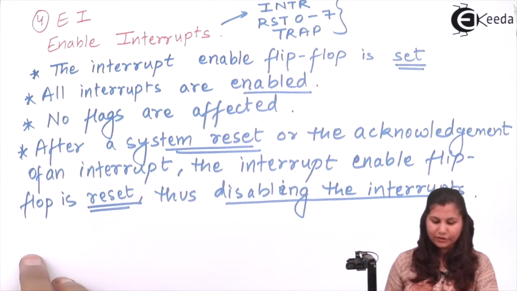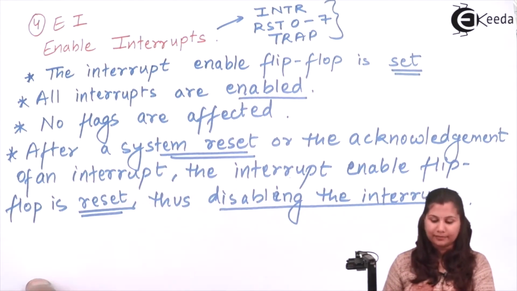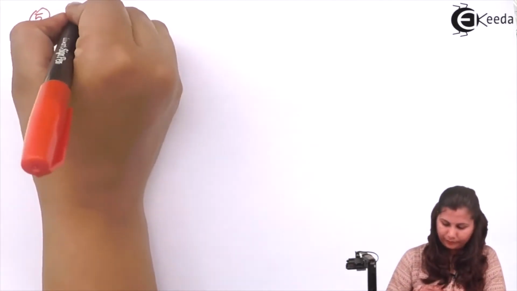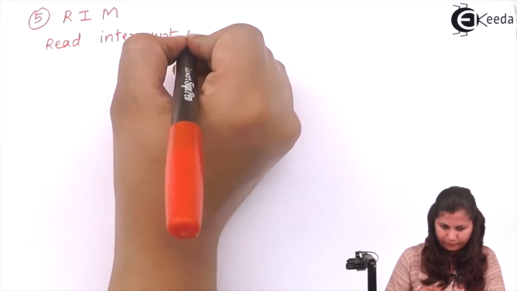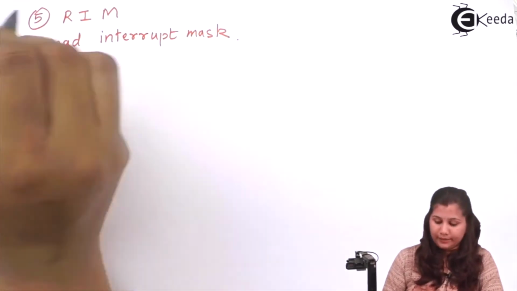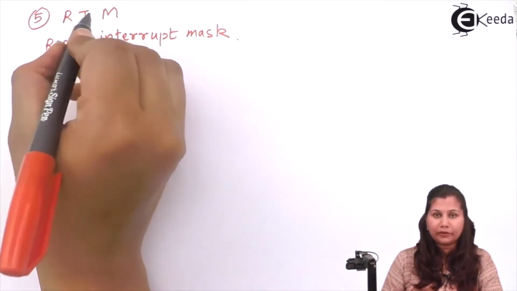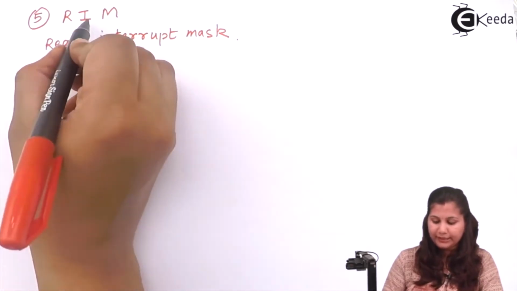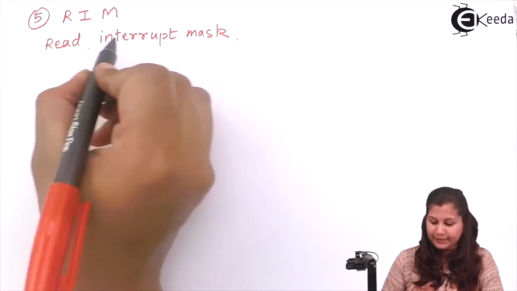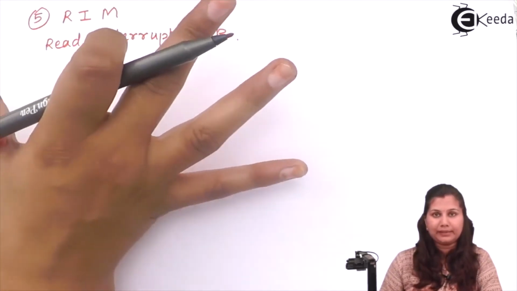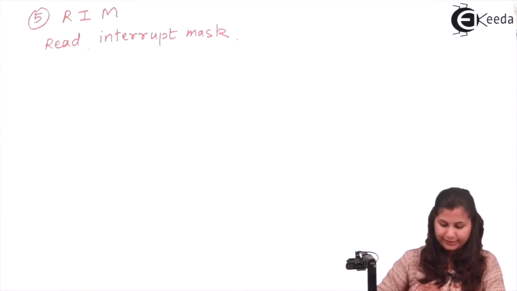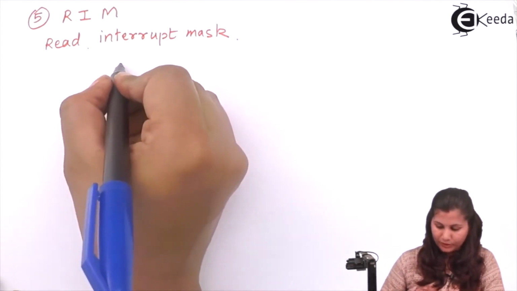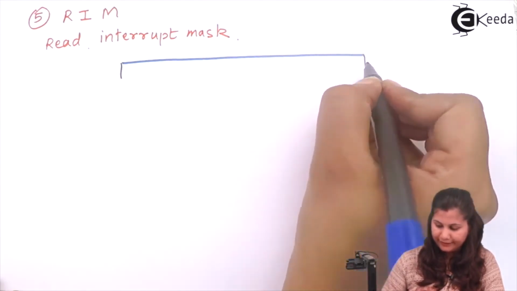Now next instruction is RIM and SIM. This instruction RIM, its full form is read interrupt mask. This instruction is a multi-purpose instruction, multitasking. It is doing various types of tasks. First, let us see what its 8 bits are defining.